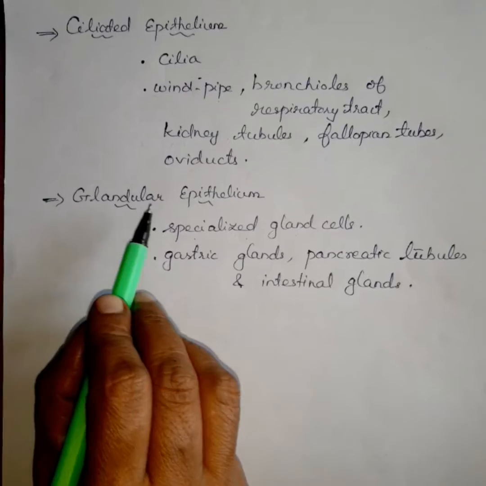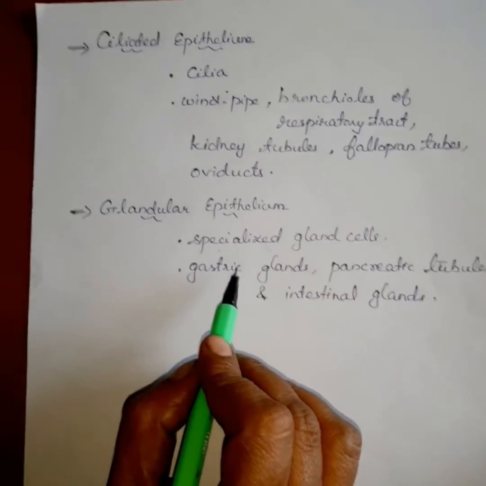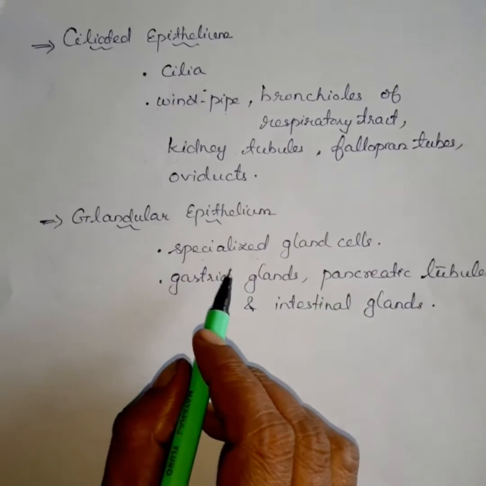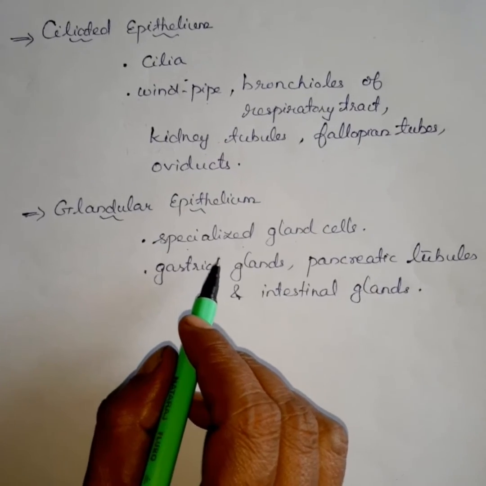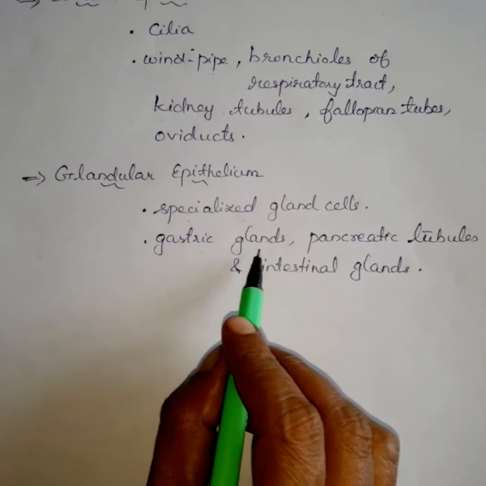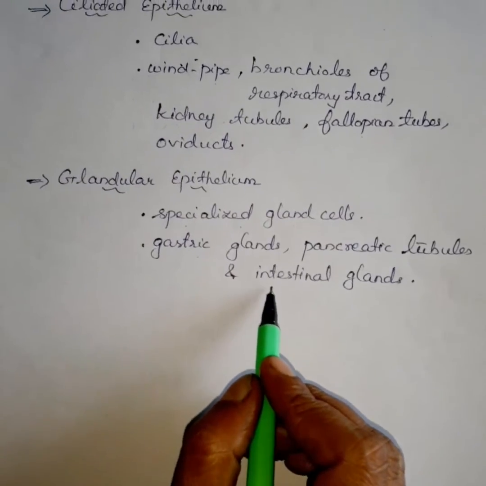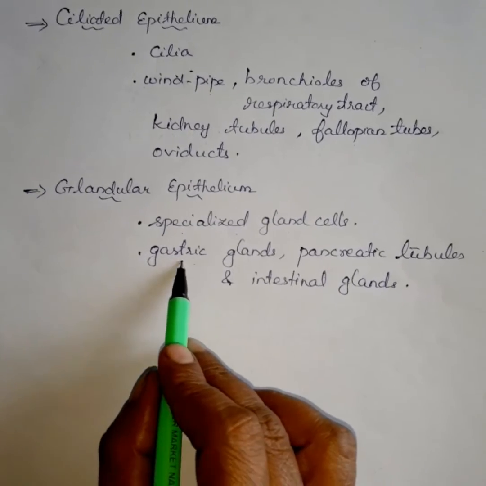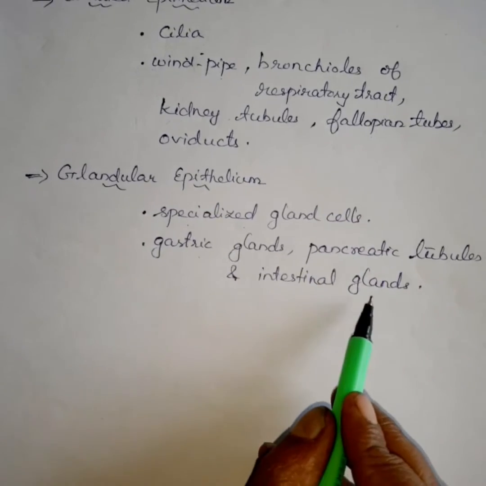Next one is the glandular epithelium. Epithelial cells are modified to form specialized gland cells. It secretes chemical substances at the epithelial surface. It is seen in the gastric gland, pancreatic tubules, and intestinal glands.